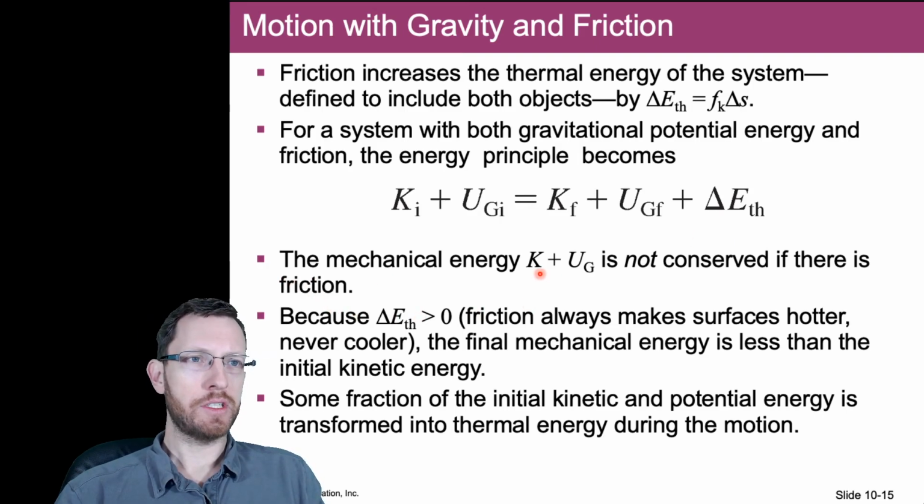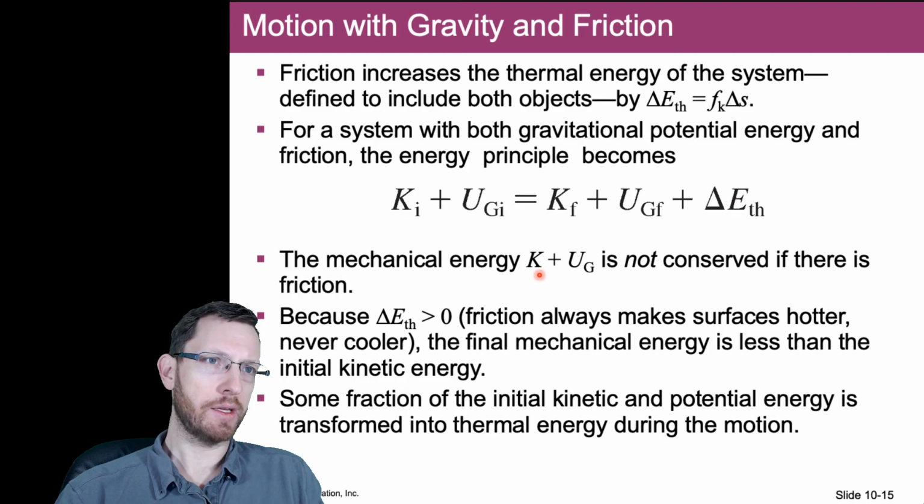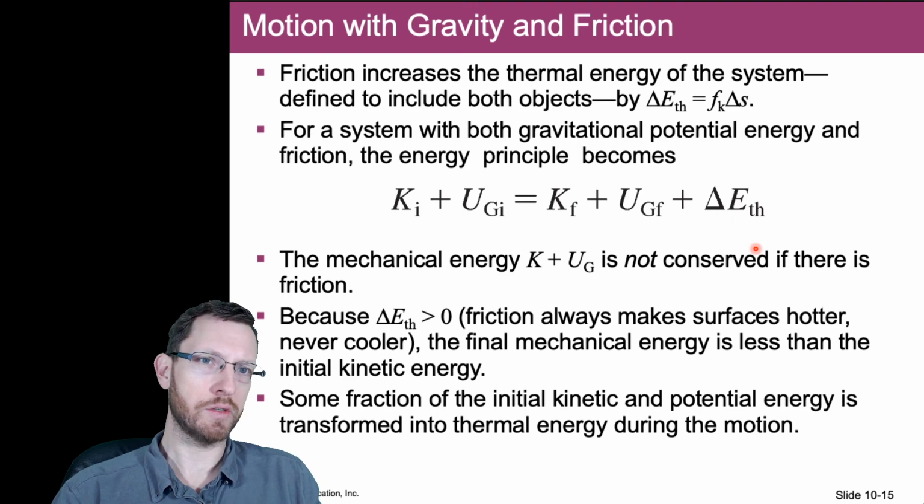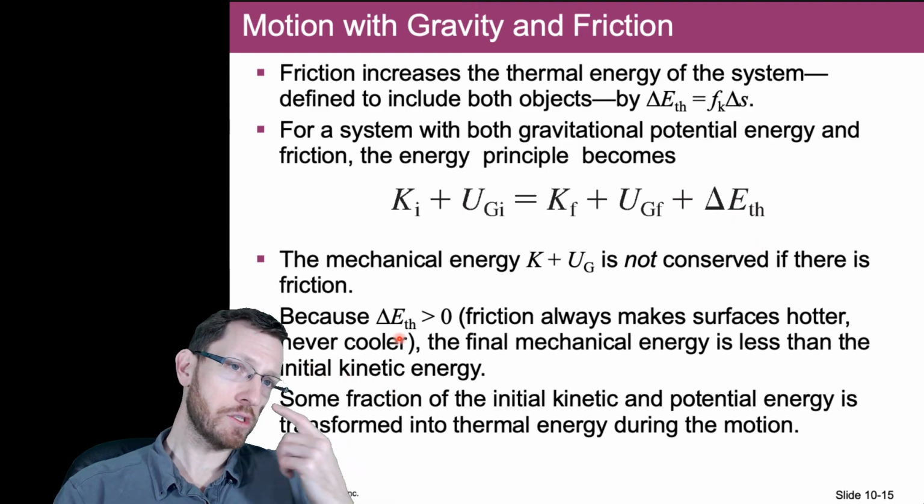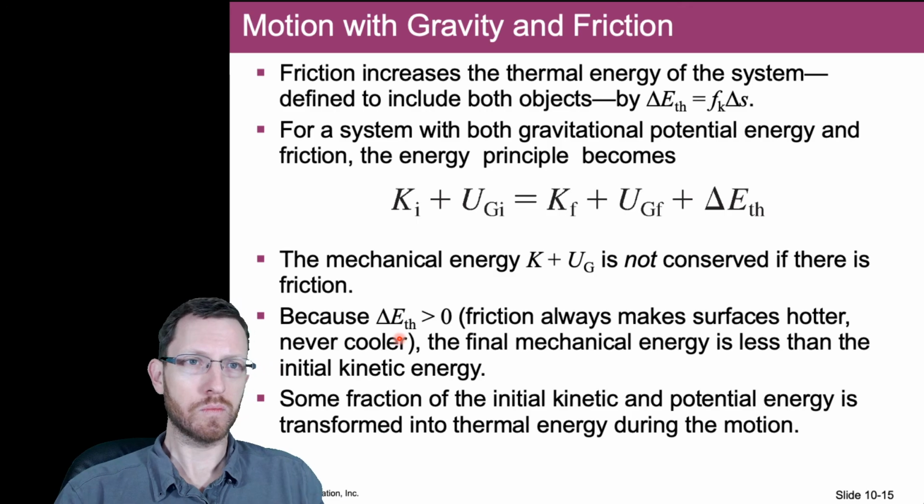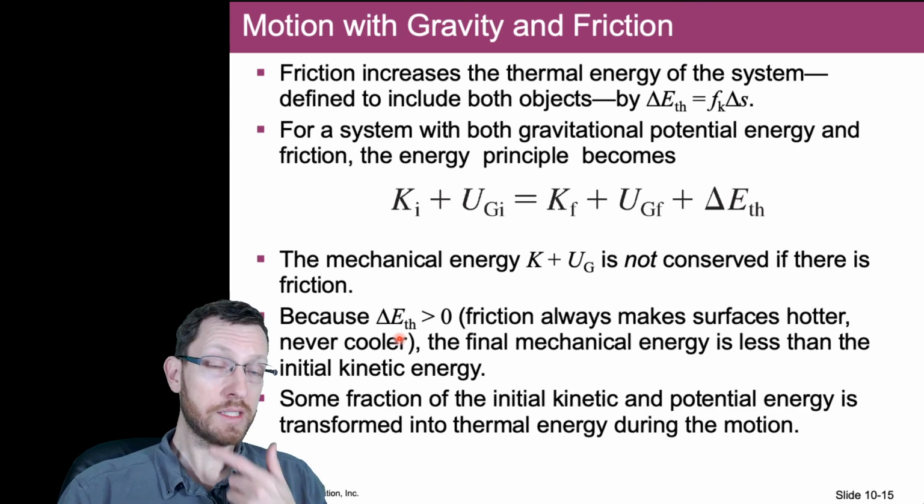We call the gravitational potential energy and the kinetic energy the mechanical energy of the system. And it is not conserved if there's friction. So I can lose mechanical energy to friction. But the sum of all that, if I capture all the energy terms, I still have a total conservation of energy. And because the change in the thermal energy is always greater than zero as a system evolves under friction, the final mechanical energy can be less than the initial mechanical energy. So that's a good thing to note.